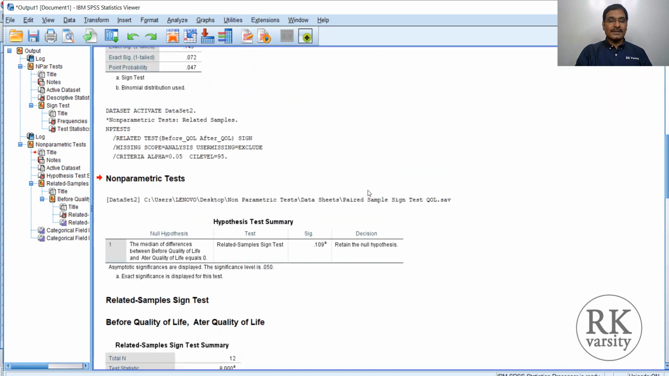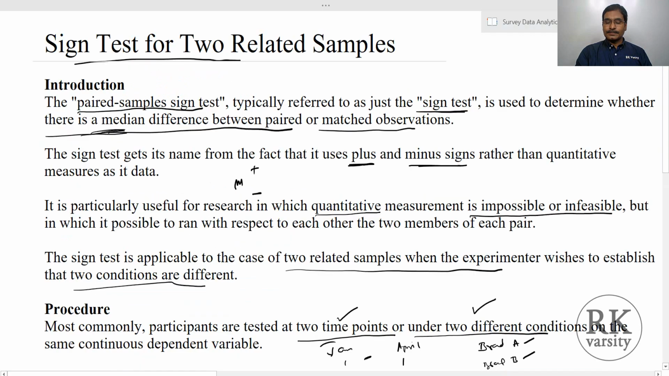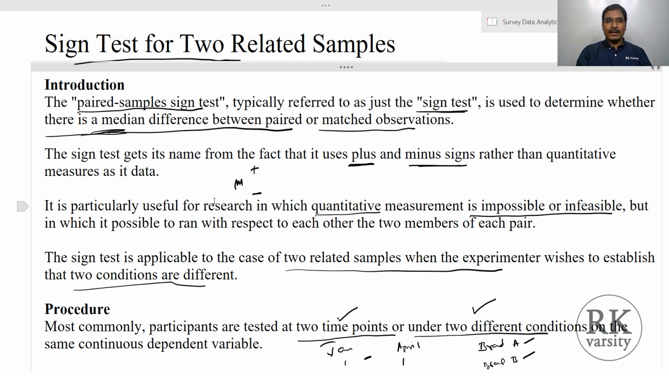So these are the 2 ways to calculate the sign test on paired data. This is how you analyze and test the hypothesis using the sign test for 2 related samples, using 2 different procedures explained in IBM SPSS.